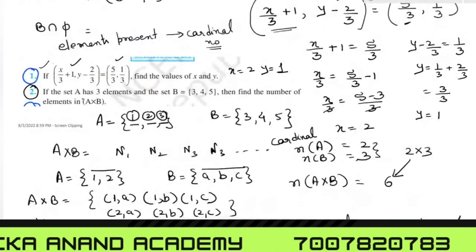Here A has three elements and B also has three elements, 1, 2, and 3. So the number of elements in A cross B, 3 cross 3, that is 9.